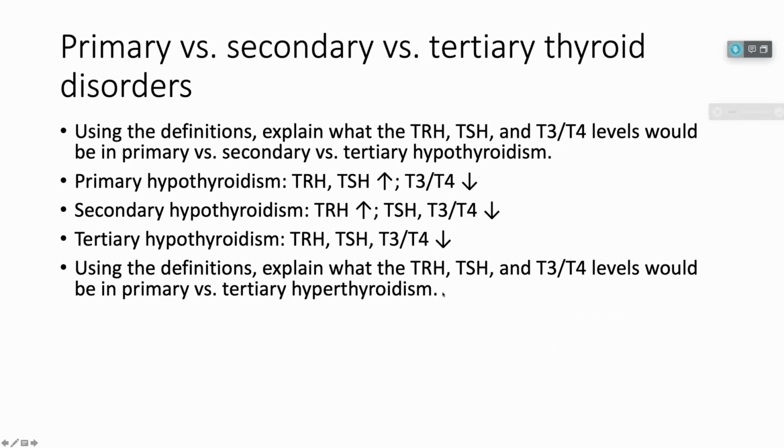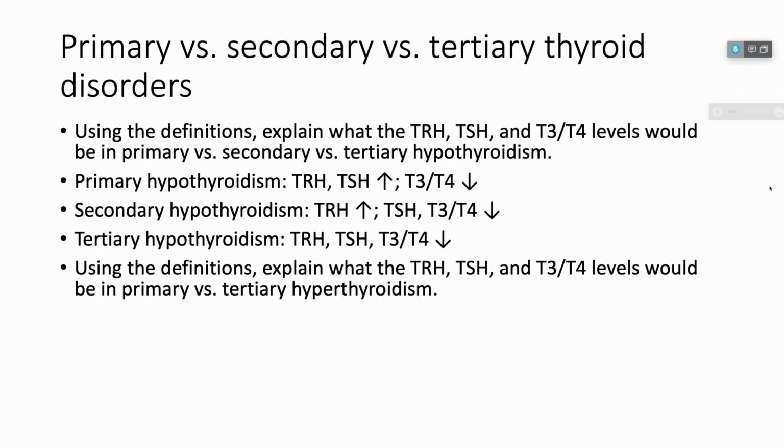So how about if I had primary versus tertiary hyperthyroidism? What would that look like? You can do this. As long as you understand feedback inhibition and the definition of primary, secondary, and tertiary organ dysfunction, most questions will make sense to you in endocrinology. There's really not that much to understand conceptually. Can you repeat the question, please? Explain to me what the TRH, TSH, and T3 and T4 levels would be in primary versus tertiary hyperthyroidism.